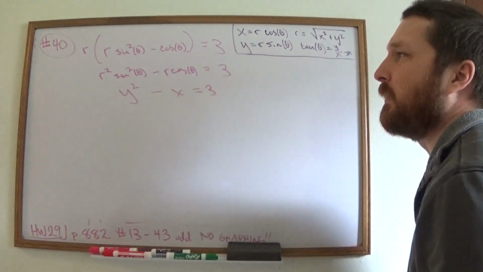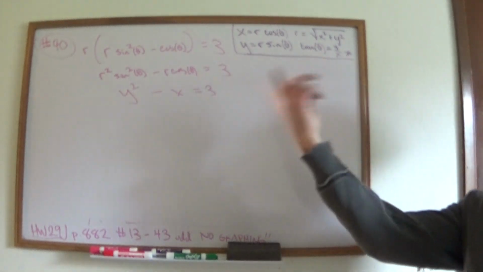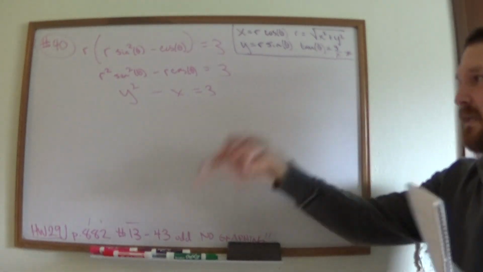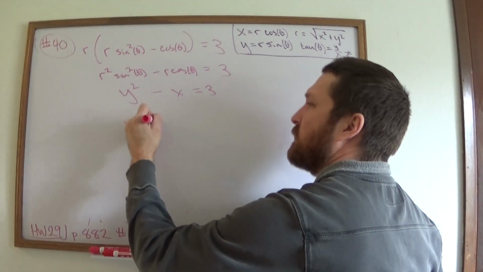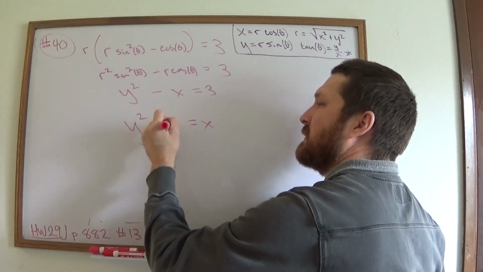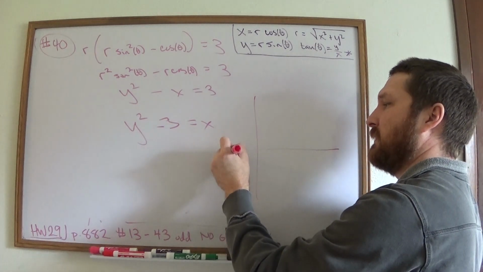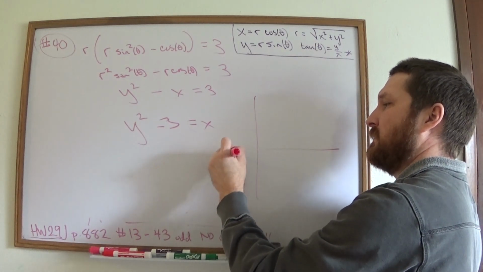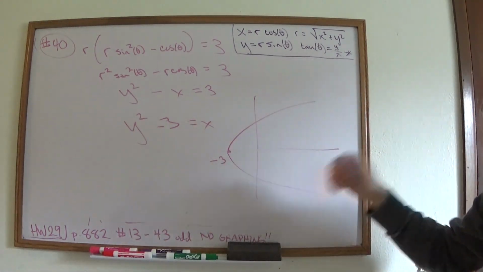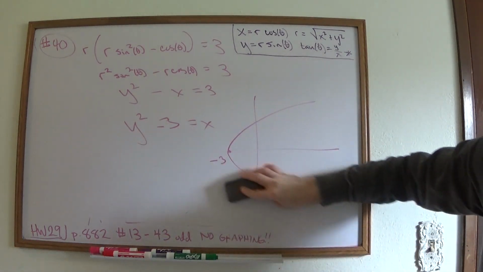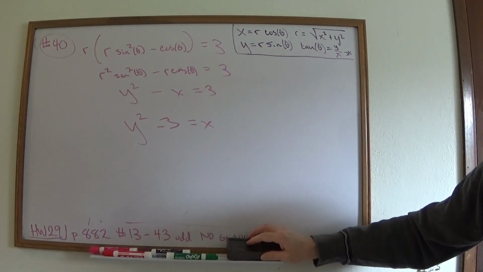Is it a parabola? It's a parabola, a sideways parabola. Exactly. Now instead of y being a function of x, x is a function of y. So you have y squared minus 3 equals x. And so this would look something like this. And it should be going that way.